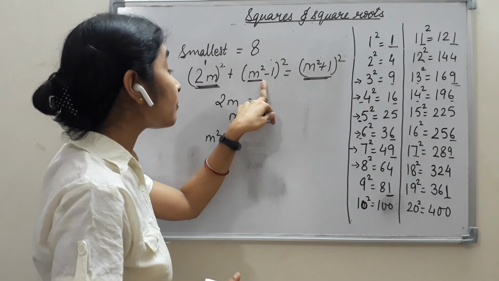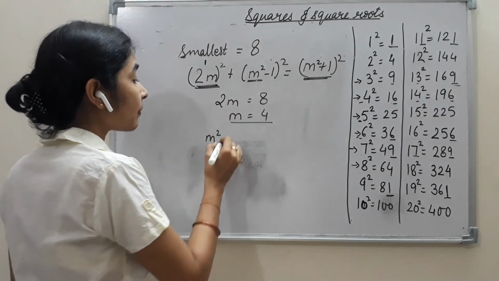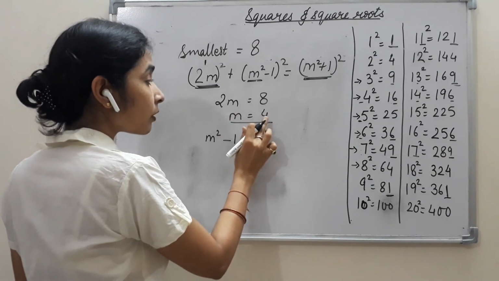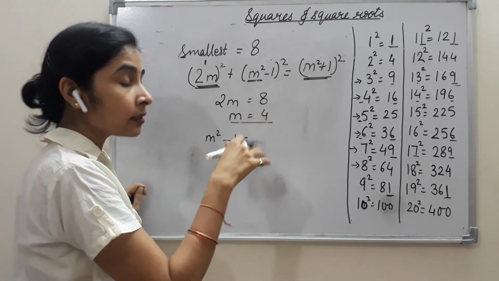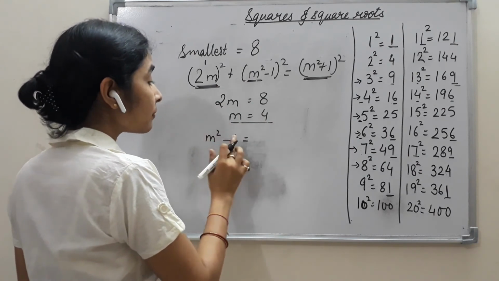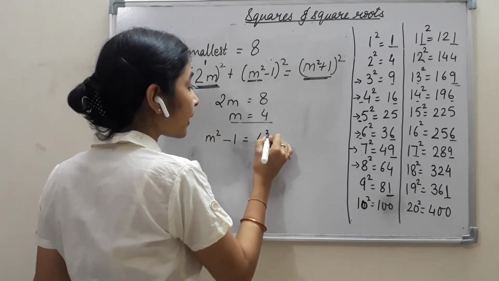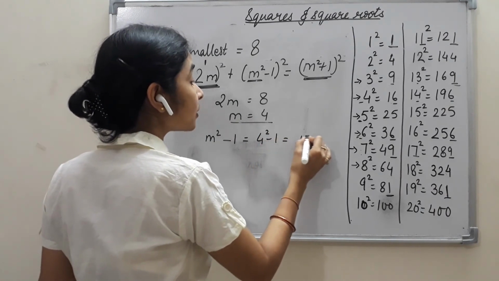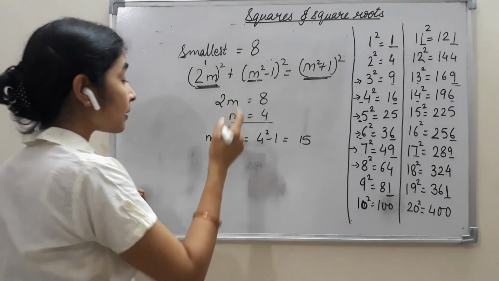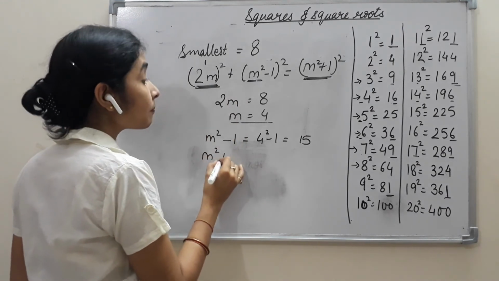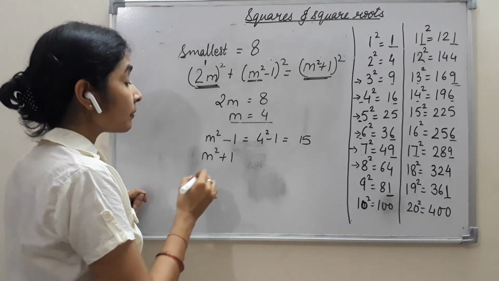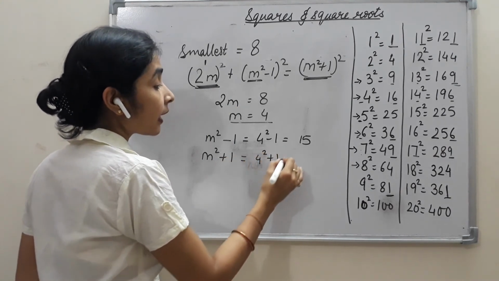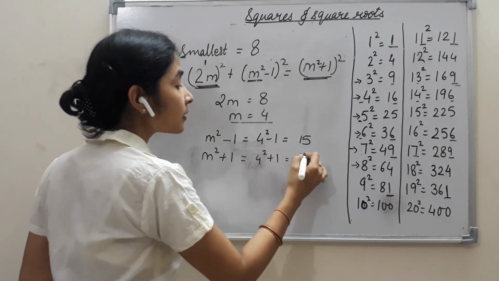Now the next member we are supposed to find is m square minus 1. We have calculated the value of m as equal to 4. So m square minus 1 means 4 square minus 1, which is 16 minus 1, equal to 15. Now the last member will be m square plus 1. So m square plus 1 will be 4 square plus 1, which is 16 plus 1, equal to 17.